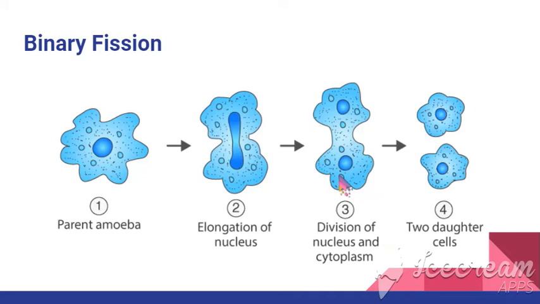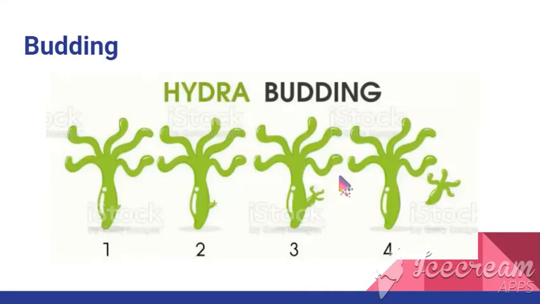Second method of asexual reproduction is budding. It forms a bud. Okay, so the best example is hydra. In hydra, this type of reproduction is taking place. See, hydra is a multicellular animal and it reproduces asexually by budding. So some cells of hydra form a protrusion. See, this is the protrusion. Protrusion is nothing but a projection.